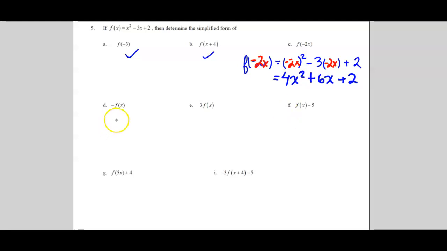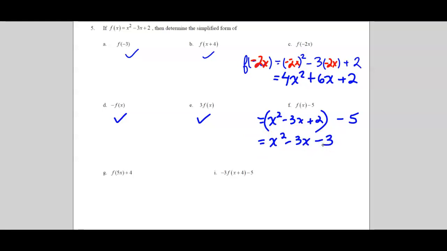This, again, you can do this one on your own, this one on your own. F of x minus 5, that means you take whatever f of x is, so x squared minus 3x plus 2, and then you subtract 5 from it. It's almost like you could put brackets around that f of x if you wanted to. And then collecting like terms there, the only thing that you can collect are the constant terms. Okay, so f of x, nothing changes, you subtract 5 from it.